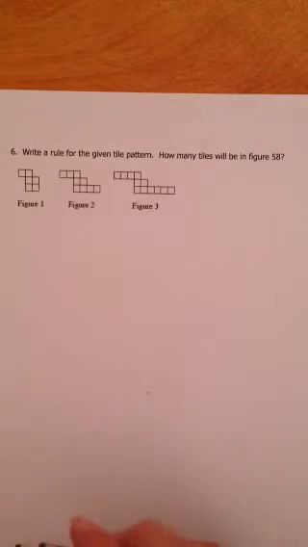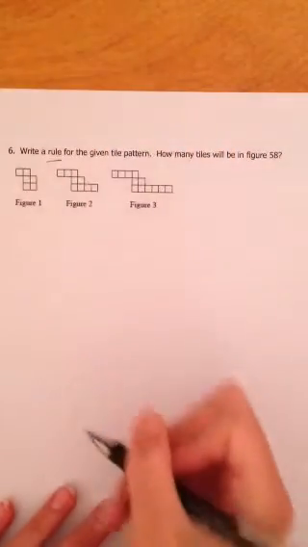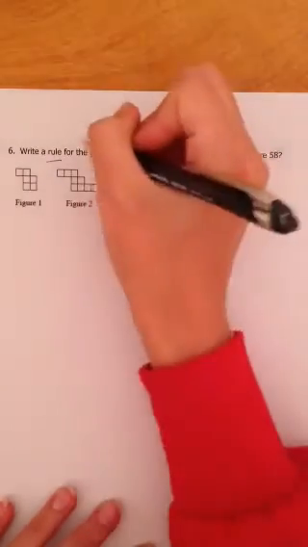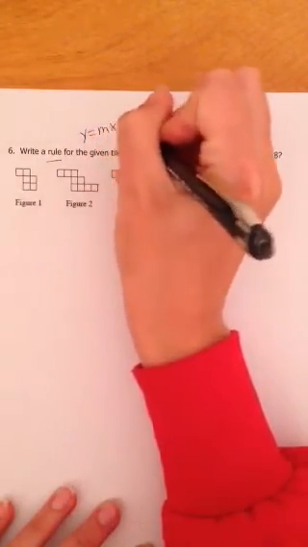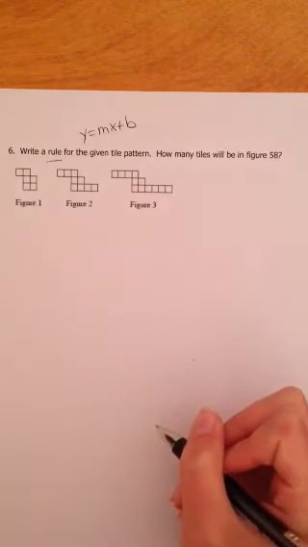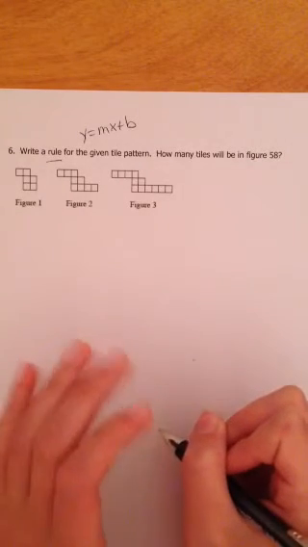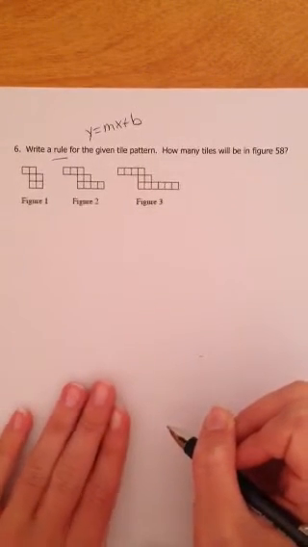This is problem 6 from the Chapter 2 closure packet. Write a rule for the given tile pattern. Then how many tiles will be in figure 58? So write a rule, that also just means an equation in the form y equals mx plus b, because it's growing at a linear rate. It's growing at a constant rate every time. So let's figure out what that is and write an equation for that.